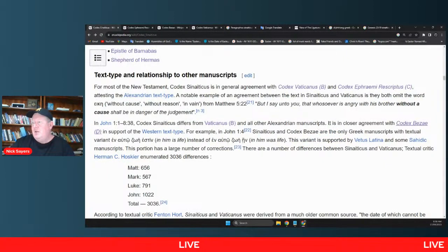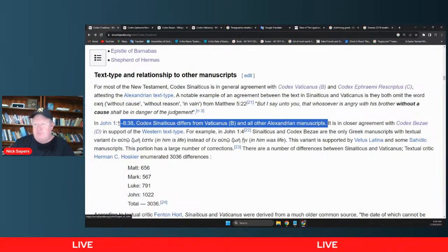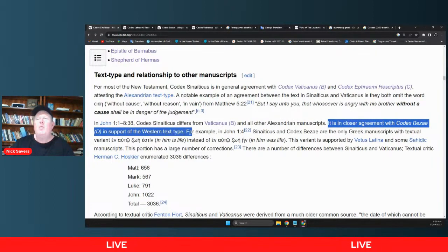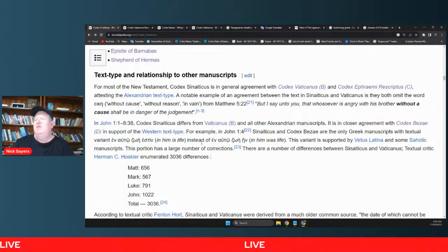And so they're saying that from John 1 to the end of John 8, it was closer to Codex Beza in support of the Western text type, okay? For example, in John 1:4, Sinaiticus and Codex Beza are the only Greek manuscripts with the textual variant en after zoe estin, in him is life, instead of en after zoe en, in him was life. Okay, so the difference is between is and was. This variant is supported by Vetus Latina and some Sahidic manuscripts.